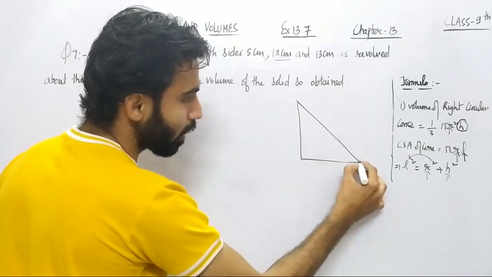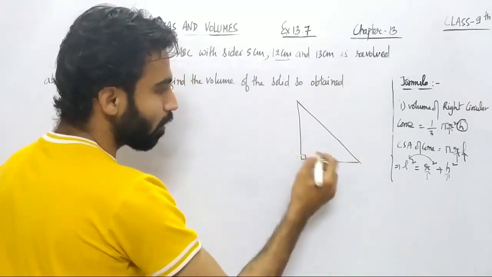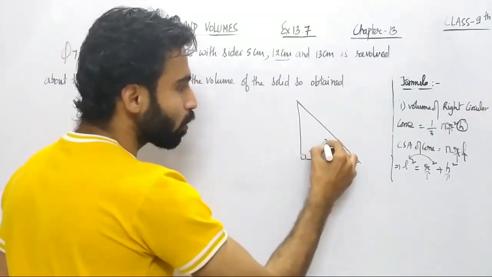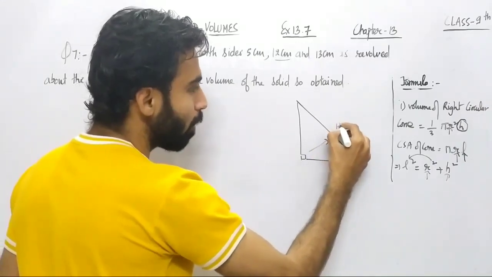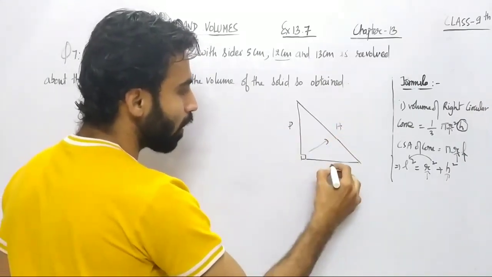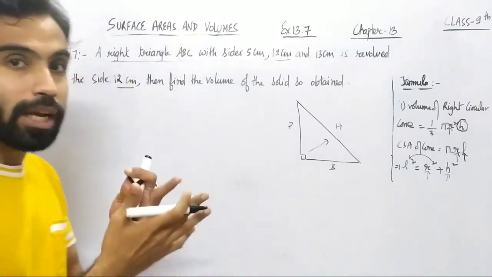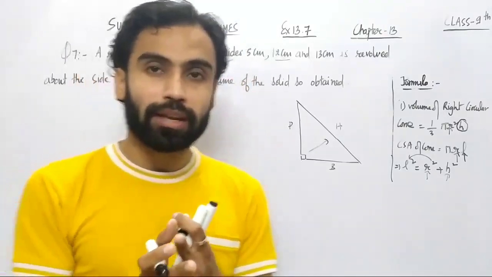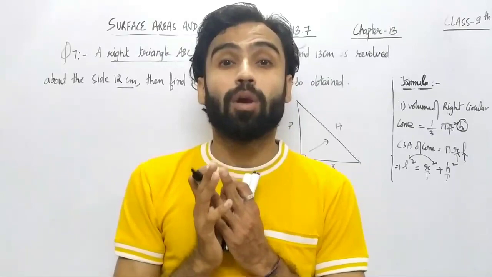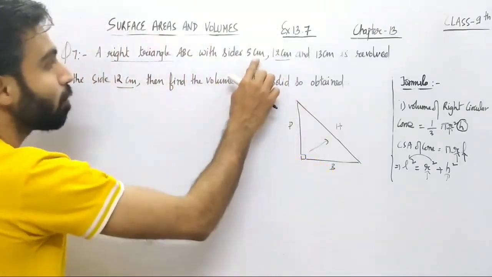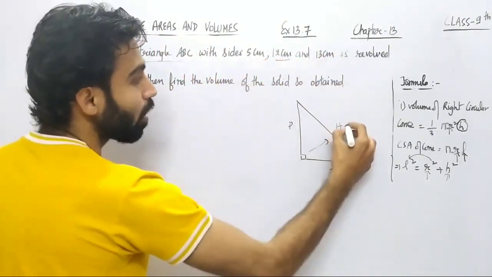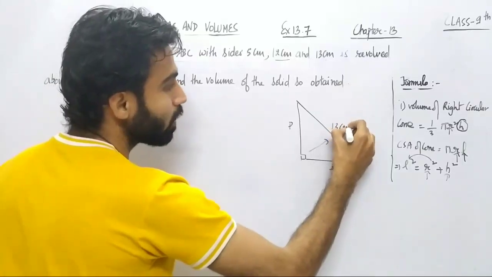So if I just make it clear, now this is the right angle. Now we know that the opposite side of 90 degrees is the hypotenuse. This is the perpendicular and this is the base, right? Now the most important thing: the hypotenuse of a right angle triangle is the longest side, right? So here the biggest value is 13. So let me just take this as 13 centimeter, right?